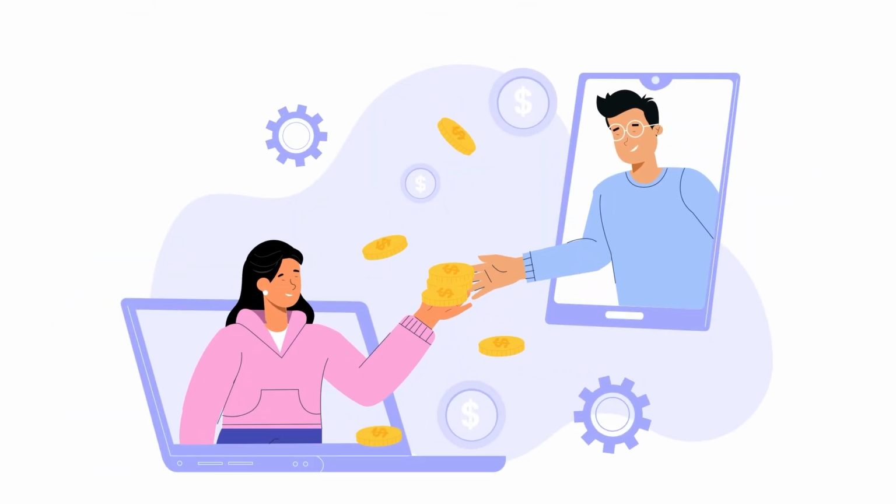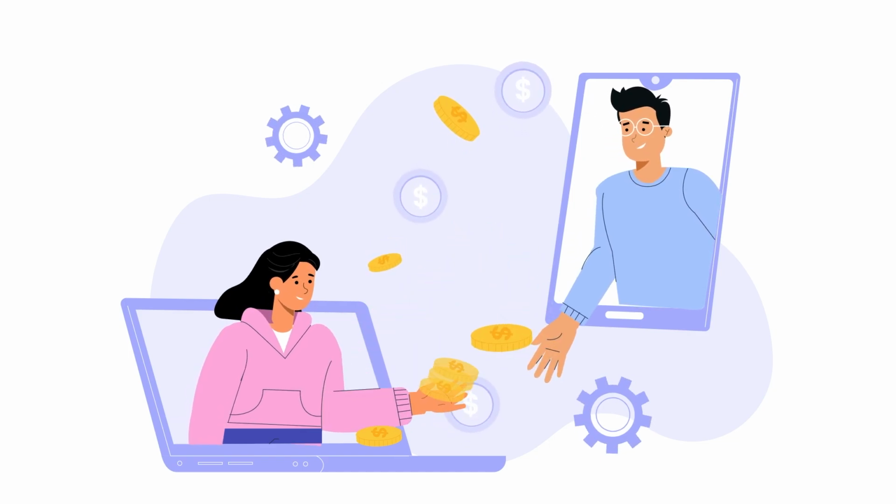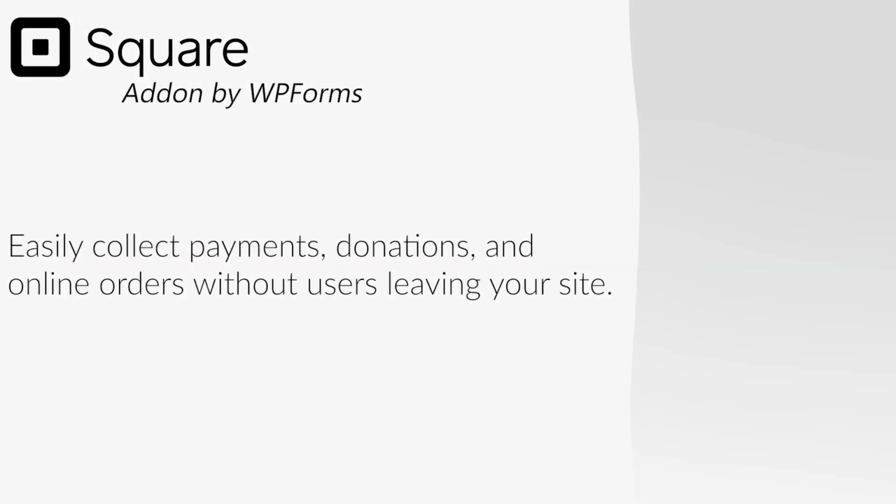Collecting any type of payment should be easy for everyone involved, no matter what payment platform you decide to use for your business. This is where the Square add-on by WPForms comes in. The Square add-on allows you to integrate any of your site's forms with your Square account to let users submit payments for any products or services you may have to offer.